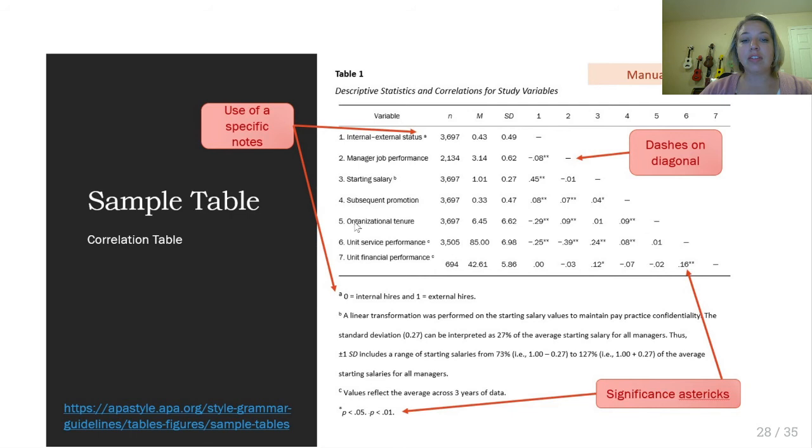Now, there are 7 variables here, and down the side we've listed the names of all those variables. If there were any abbreviations, you would want to include those as notes at the bottom of the table. Then across the top, we've just numbered them 1 through 7 to match the 1 through 7 down the side. On the diagonal, APA 7th now says, instead of putting a 1, because every variable is correlated with itself perfectly, you should put a dash down the diagonal and leave the upper triangle blank.